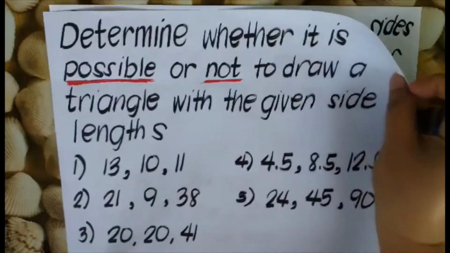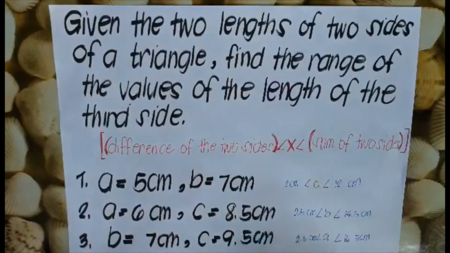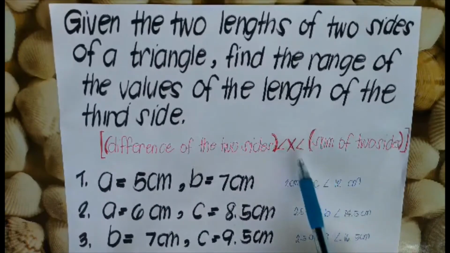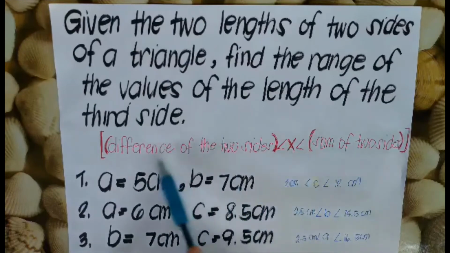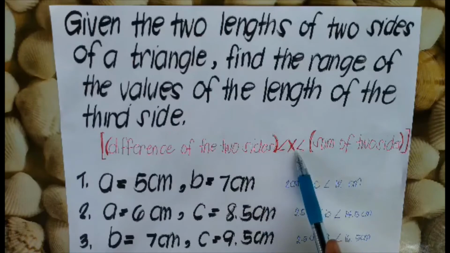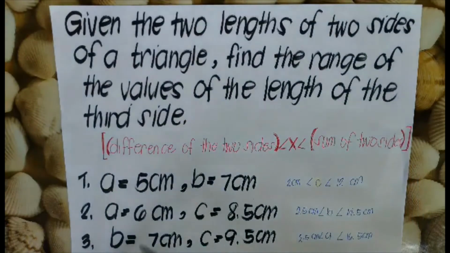We can also determine the length of the third side using the same theorem. So, given the lengths of two sides of a triangle, we have to find the range of the possible length of the third side. Now, let's make it simpler. This will be the length of the third side. It is greater than the difference of the two sides and at the same time less than the sum of the two sides. So, let's have this example.